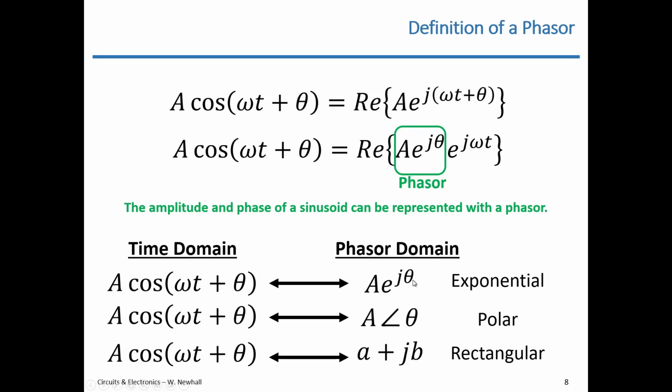But now, if you remember from the whiteboard, you can also express A e to the j theta as just A at an angle of theta. That's polar form. And you know that if you draw the dotted lines down and across to the real and imaginary axes, you can figure out what A is and what B is. So these are the four ways to represent phasors.